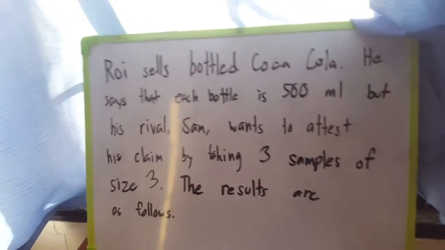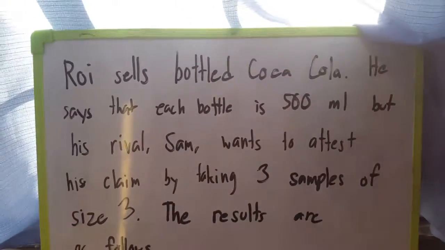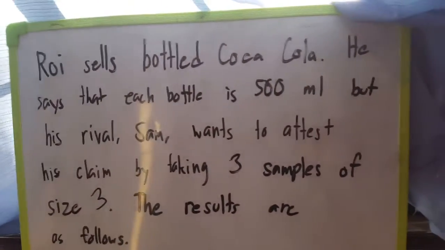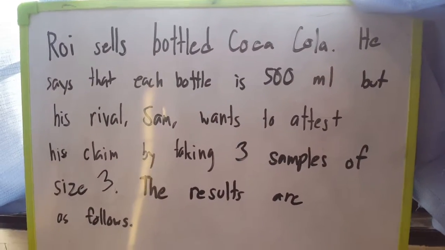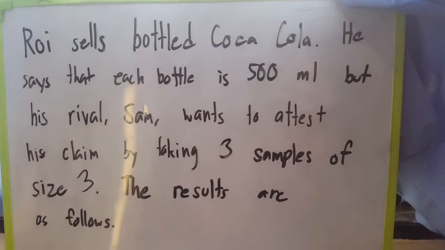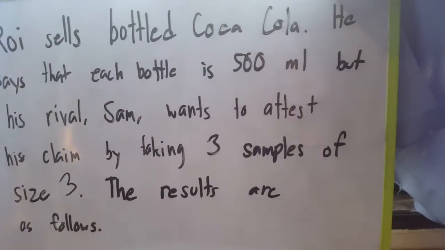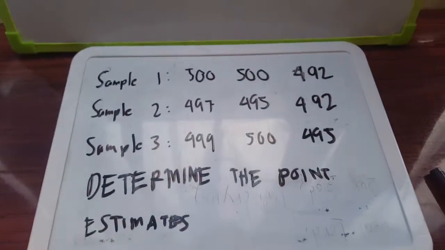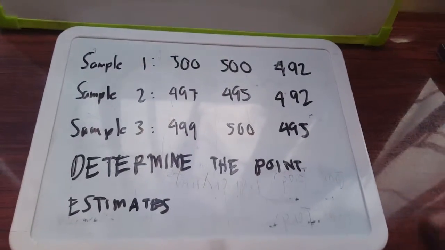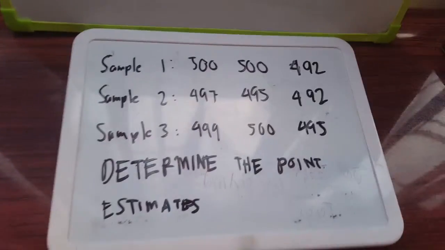A little exercise for you guys. Let's say that Roy sells a bottle of Coca-Cola. He says that each bottle is 500 milliliters, but his rival Sam wants to attest that claim by taking 3 samples of size 3. The results are as follows. Determine the point estimates. Now you can pause the video and try it out for yourself.